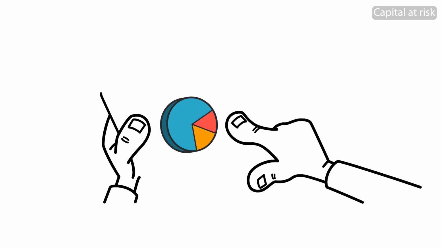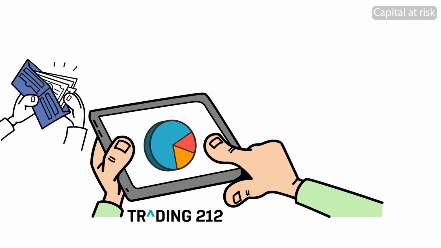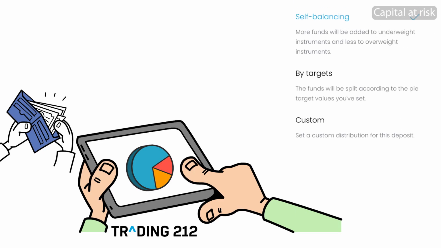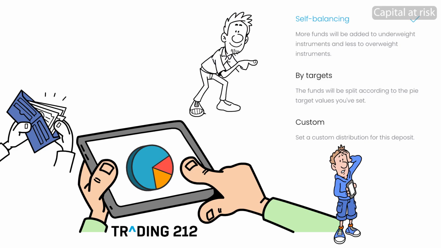You've set up your Trading 212 Pi, it's going well, you decide to put some more money into it. You're then asked this question of how you want your deposit to be allocated. Worried about getting it wrong? Well, no need to worry. In this video I'll explain each of the options listed here and which you should go for depending on your situation.